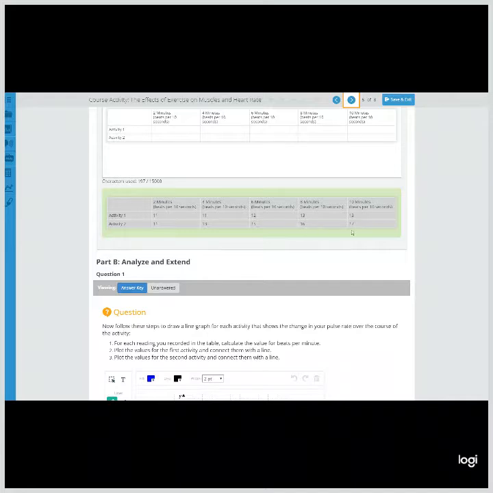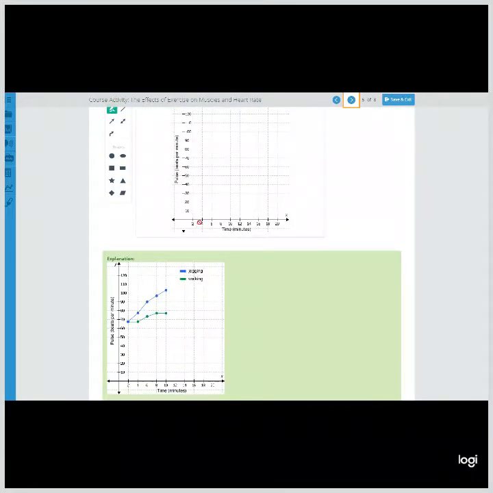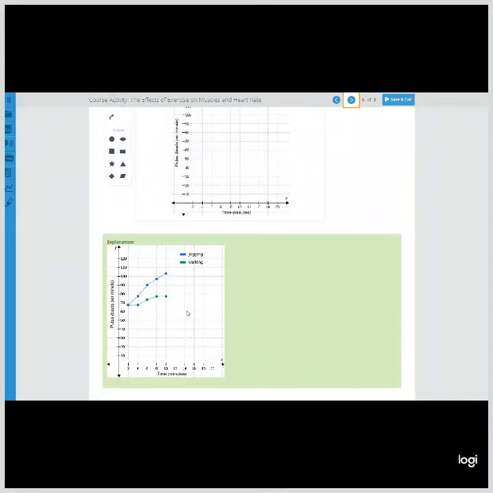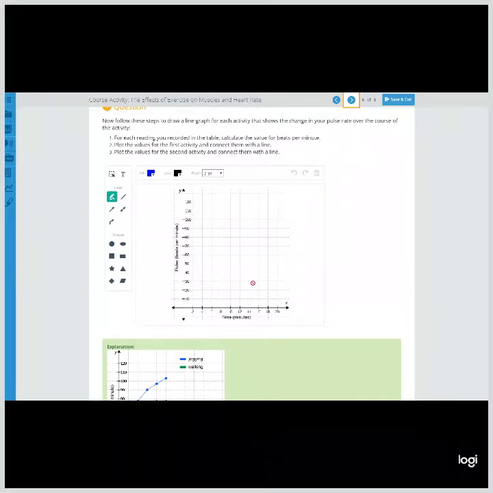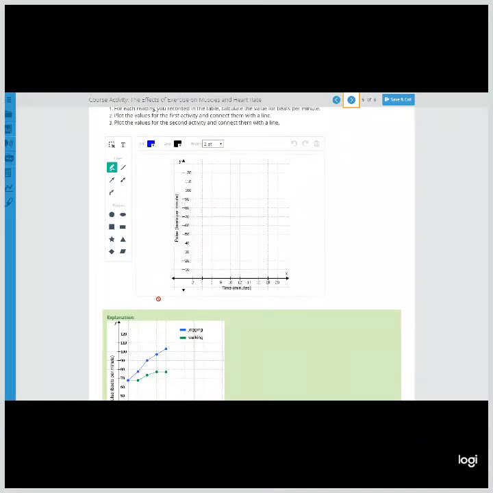So they've increased their heart rate. You're going to do the same thing right here. You'll see how right here it's basically showing that in walking, they only got 78 beats per minute. And right here, it's a little bit over 100 beats per minute when they were jogging. So you're going to do the same thing with your activities. Depending on what activities you choose, it's going to vary.